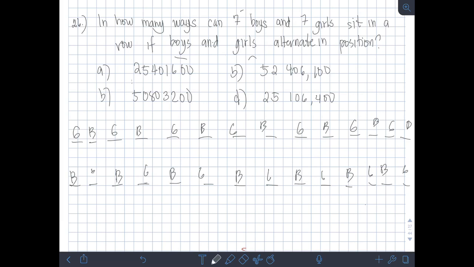So ngayon, gamit ulit tayo ng fundamental principle of counting. So dito sa first choice, dito muna tayo sa case 1. So, dahil 7 girls sila, ilan yung pagpipilian natin sa first position? 7, right? Tapos, dito sa second slot, boys naman tayo. So, 7 pa rin yung choice. Dito sa third position, ilan na lang yung pagpipilian natin sa girls? 6 na lang kasi napili na yung isang babae sa unahan. Sa boys din, 6 na lang din kasi napili na natin dito sa second seat yung isa. And so on, hanggang napunta ka dito sa dulo.